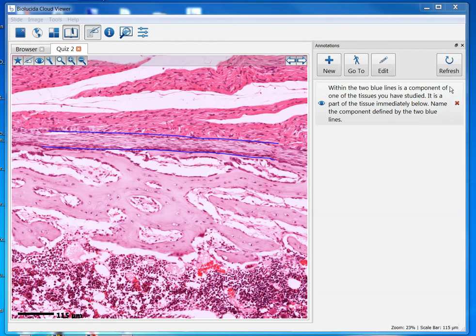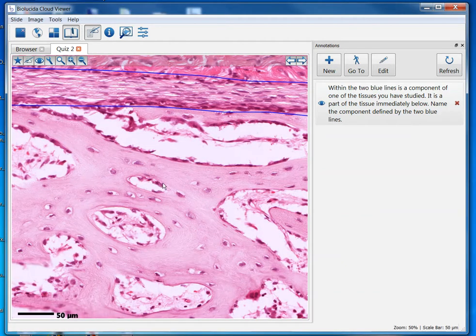So here was the question repeated in Biolucida, and here between the two blue lines is a component of this tissue right here that is next to the area that we're asking about. So first of all, maybe you would recognize immediately that these are spicules of bone and these are osteocytes. And you could have enlarged that to take a closer look at it. Here is even an osteon that's partially formed. So that would give a clue.